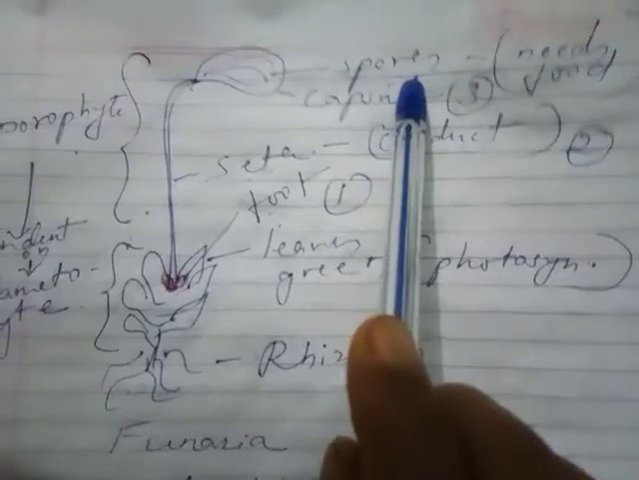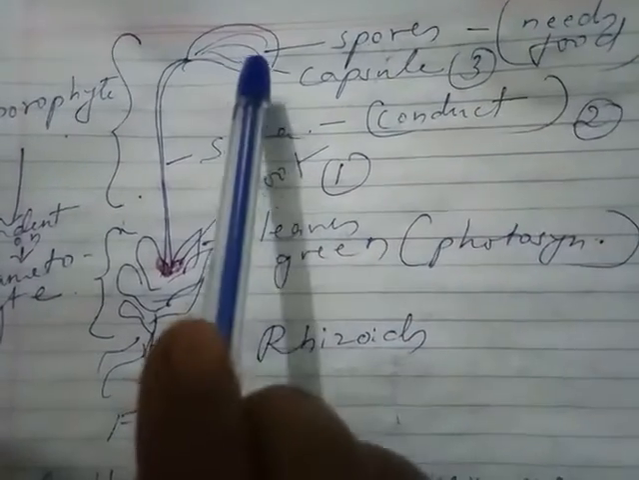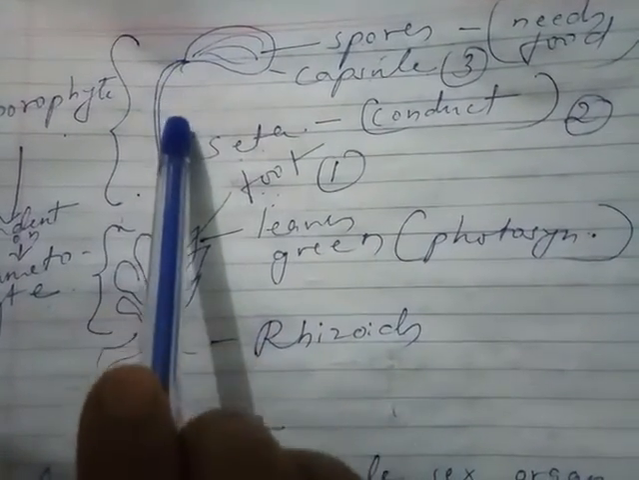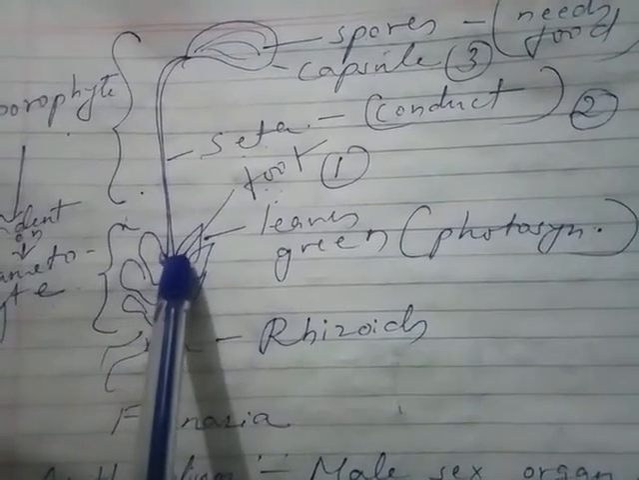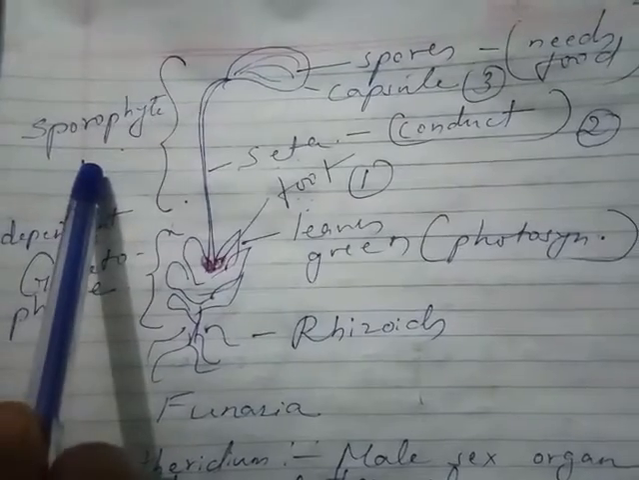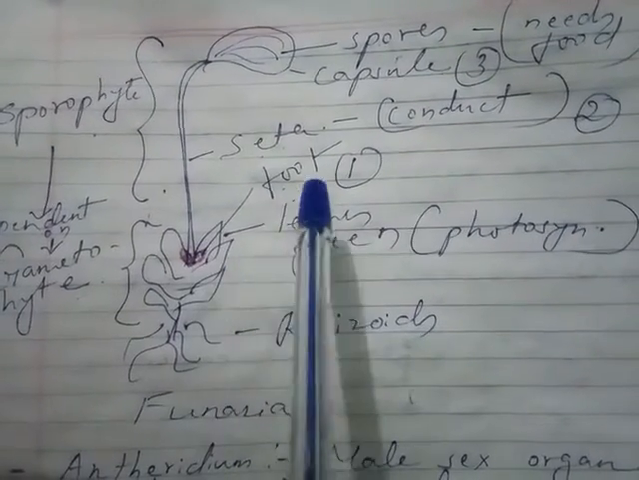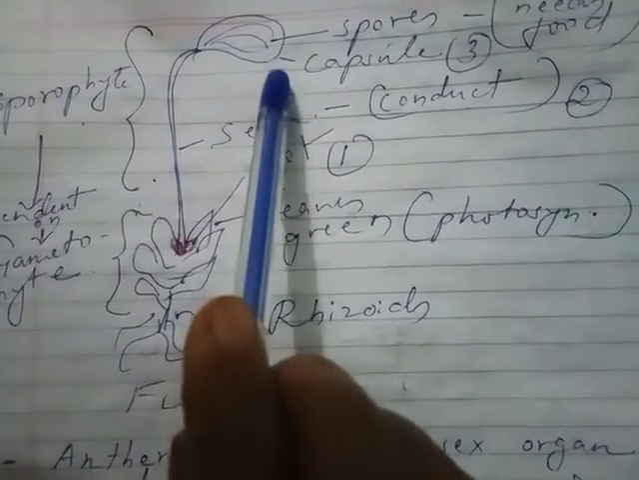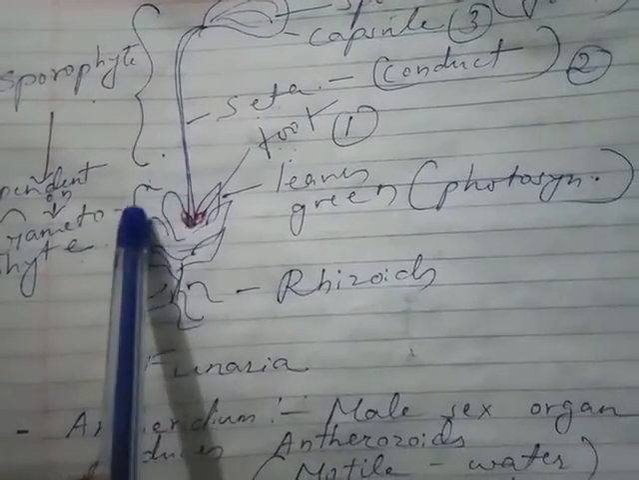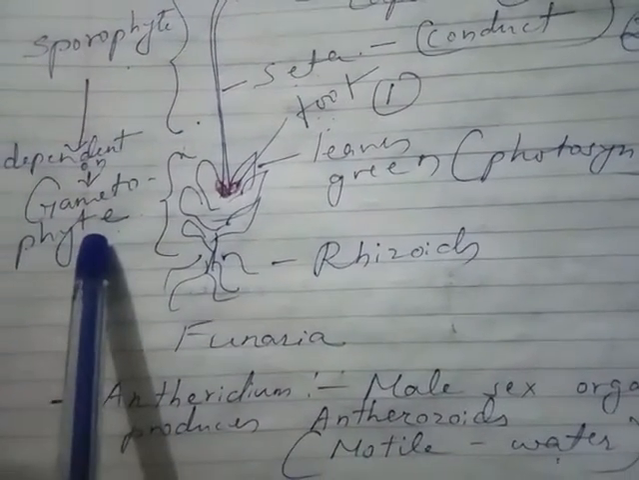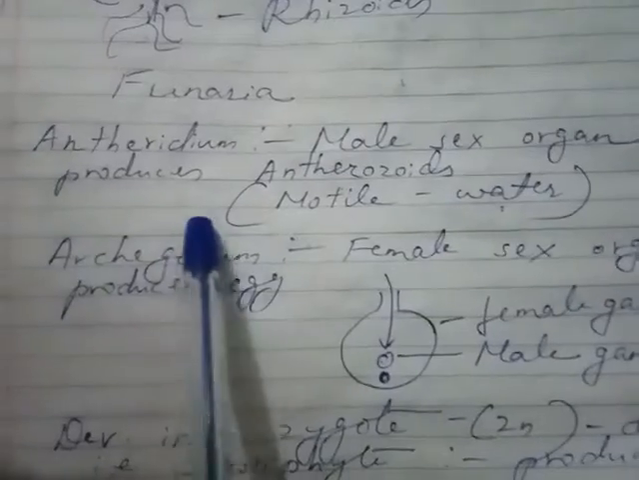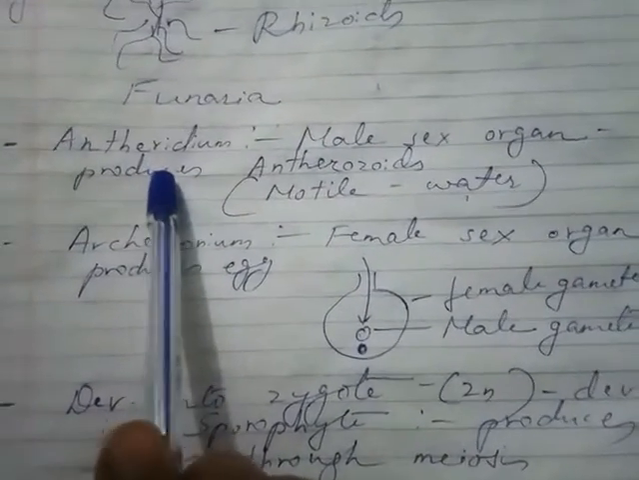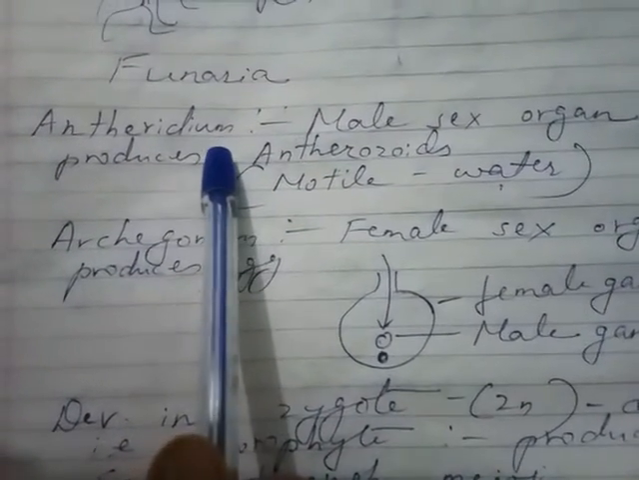Now the spores require food, nutrition. So from where will they take it? They have to take that nutrition from the gametophyte. So here this structure is called the foot. So the sporophyte has three structures, that is foot, seta and capsule, while this leafy structure is called the gametophytic stage, which has rhizoids. An example is Funaria.